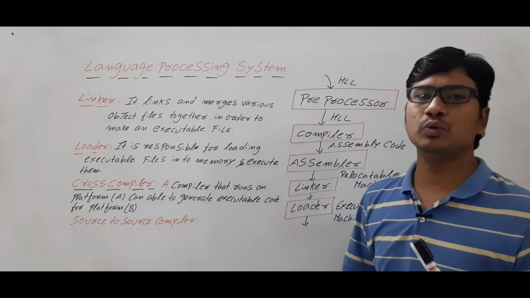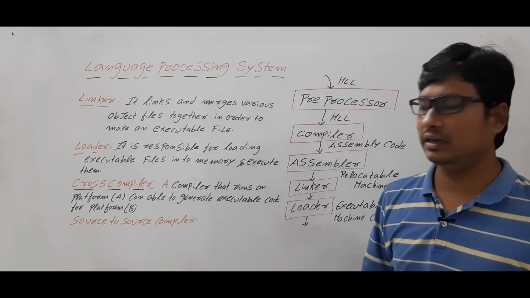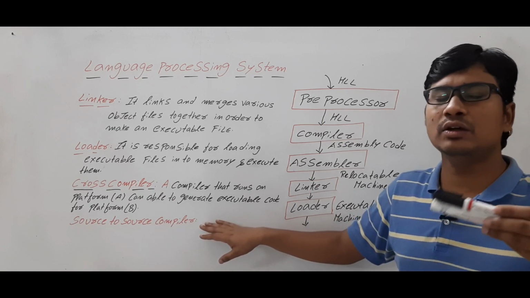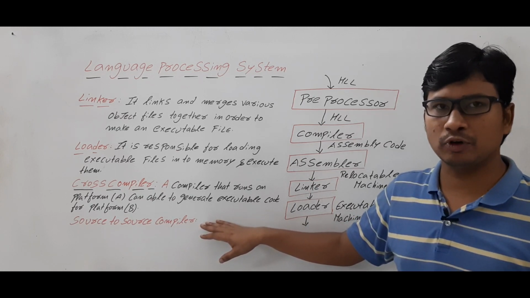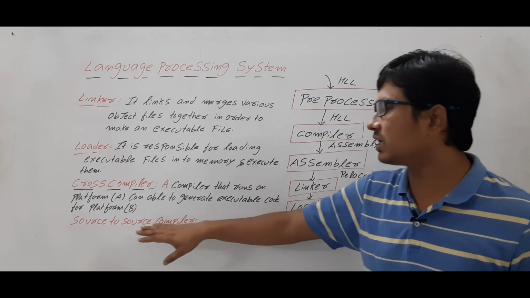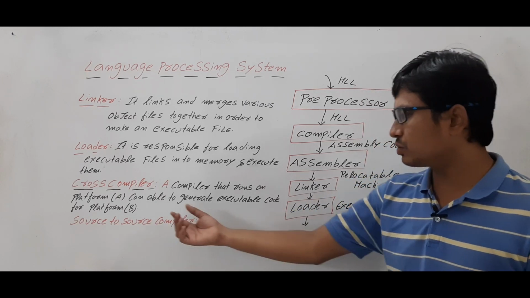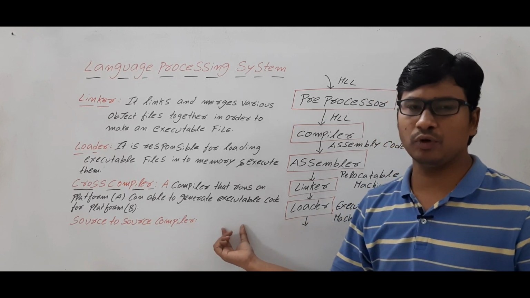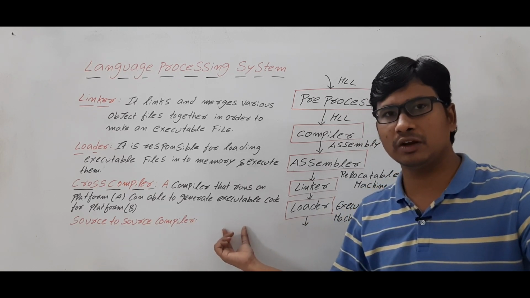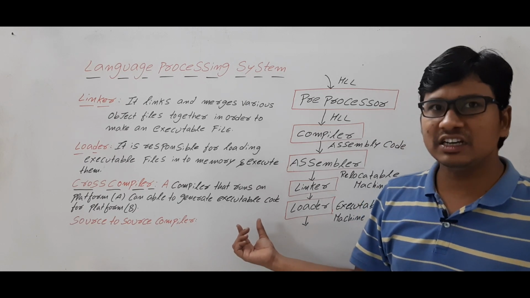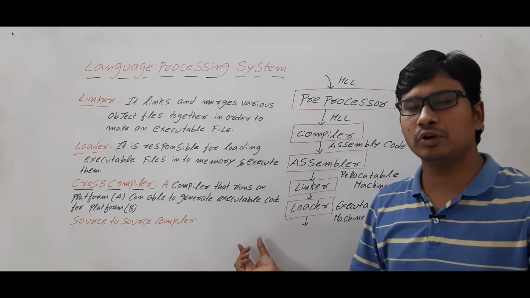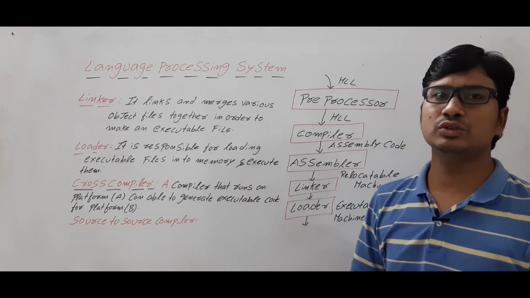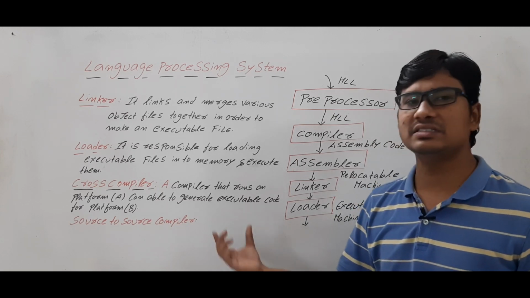Let me discuss what a source to source compiler is. If a compiler translates one programming language to another programming language, then I will call it a source to source compiler. So a compiler takes a program which is written in one programming language and is able to translate it to a program in another programming language. Such kinds of compilers we will call a source to source compiler. We will also call it a translator.